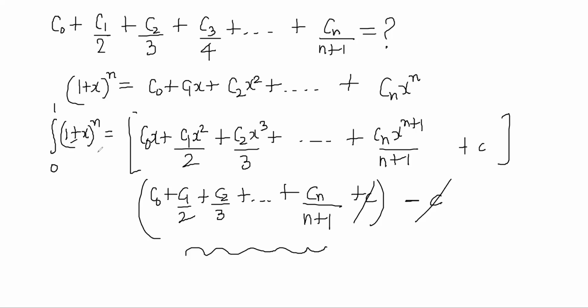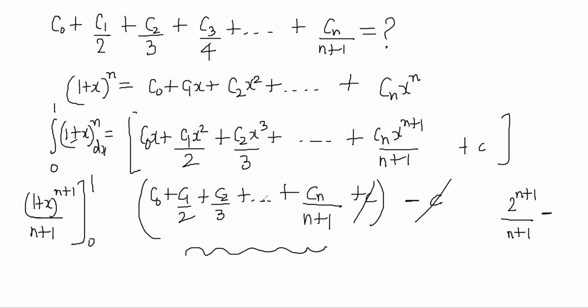So that will become, with respect to x, 1 plus x to the power n plus 1 by n plus 1, from 0 to 1. The answer is 2 power n plus 1 by n plus 1 minus 1 by n plus 1, right? The answer of this series is 2 power n plus 1 minus 1 by n plus 1.